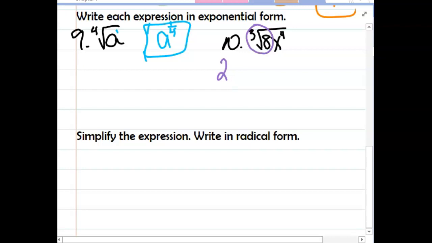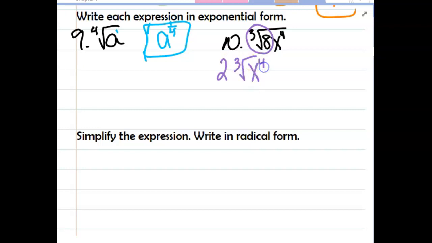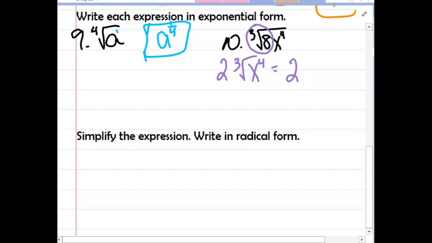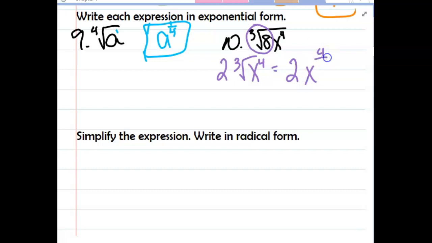But, like we said before, you can't take the cubed root of x to the 4th because you don't know what x is. So we're going to leave that as the cubed root of x to the 4th. So we simplified our number. Now we need to take this and write it as a radical. Now remember, the 2 is just going to stay a 2. But the x, what's underneath the radical sign, that's going to be your base. And then we do EOI, exponent over index, 4 over 3.